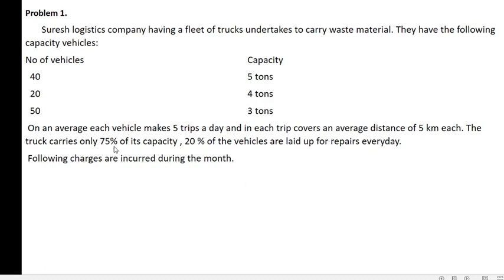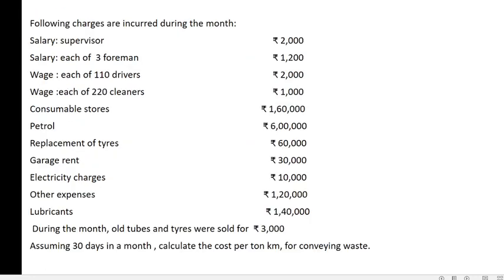In this problem, we had been asked to calculate the operating cost per ton kilometer. The information given was number of vehicles and their capacity, the number of trips, the distance they covered, their capacity, and the percentage of vehicles laid up for repairs. Various information relating to the charges incurred during the month were given, and we were asked to calculate the cost per ton kilometer.